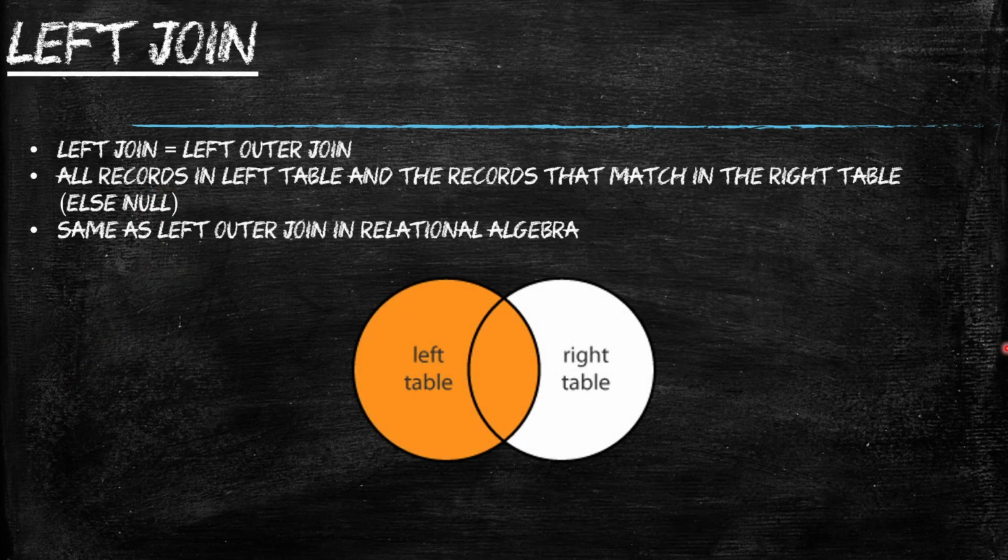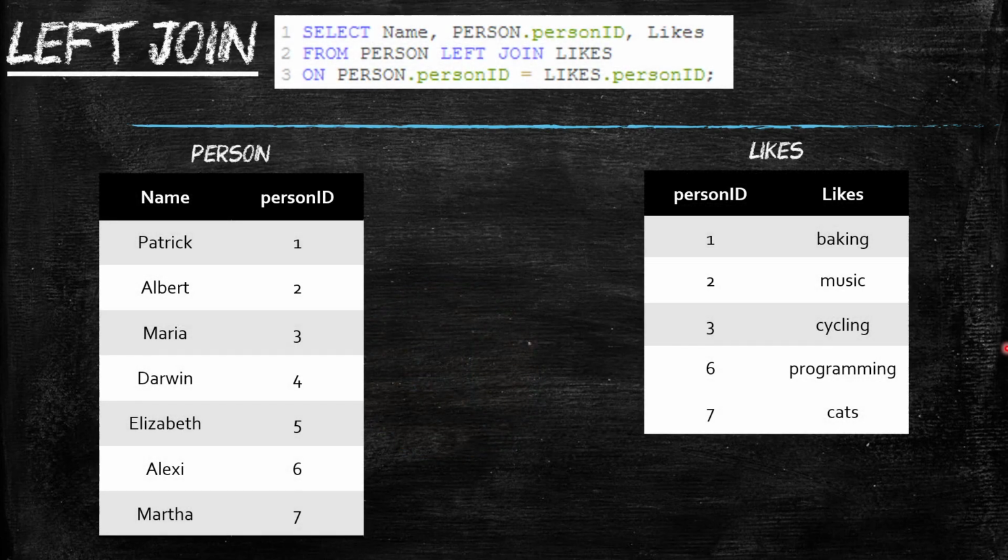Now for left joins. A left join is also referred to as a left outer join. You'll hear people call it that sometimes. And this is all records in the left table and the records that match in the right table, otherwise the value is null. And this is the same as a left outer join in relational algebra. So what does this look like? Well, let's say we have these two tables. I've modified them a little bit.